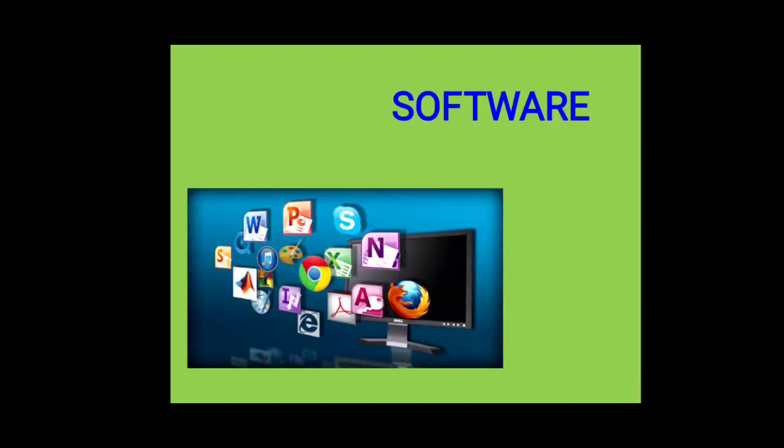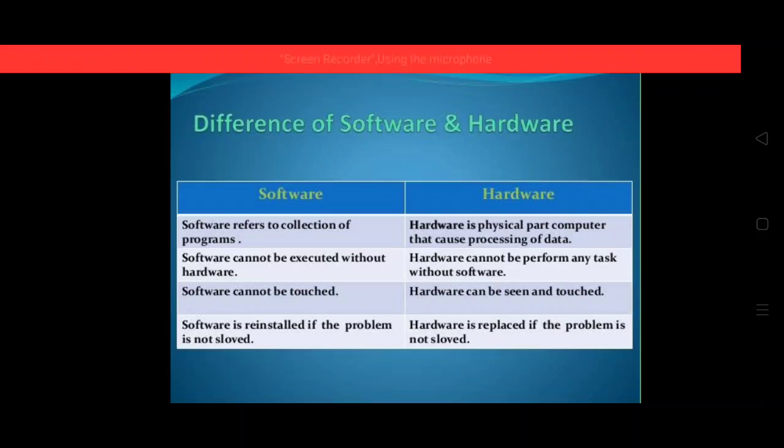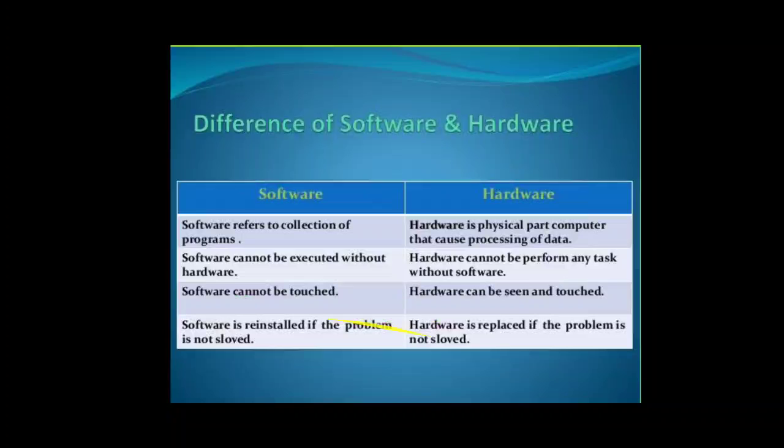But what is the difference between hardware and software? Here you have some differences. So the first point: software refers to the collection of programs, but hardware is the physical part of a computer system that helps us to process our particular task. And the second point: the computer system's software cannot be executed without hardware. Without hardware, we cannot use software at all.